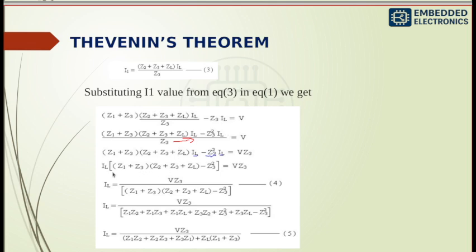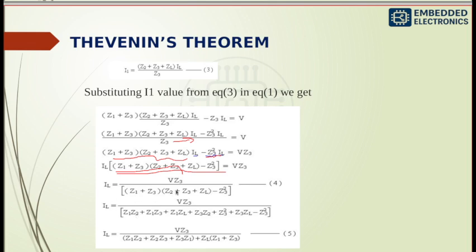So now here one thing you need to observe: IL is common on both sides, right? So take IL common, then this and this right as it is. Now IL equals to, if you move this part to the right side, it is multiplying, so then it will become divided by, right? So it will become like this. Now we got the value of IL.